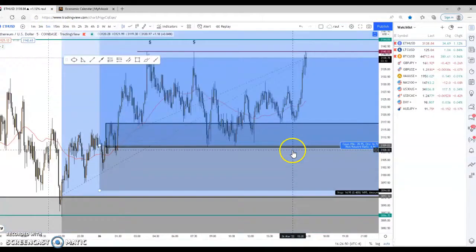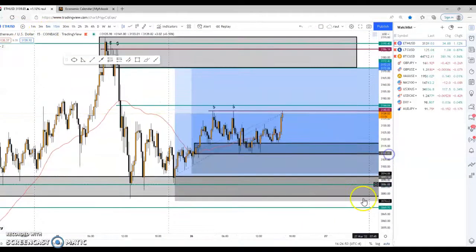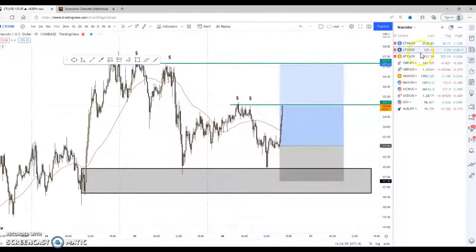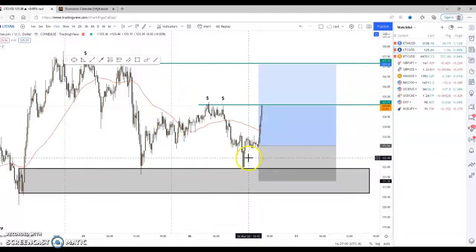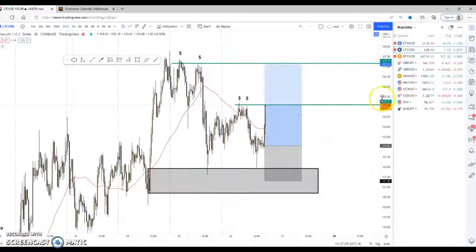Let's go back to the 5 minute, see what's going on. 15 minute, right? Then same thing for Litecoin. Yeah, this one took off. Let's go on the 30-minute chart.